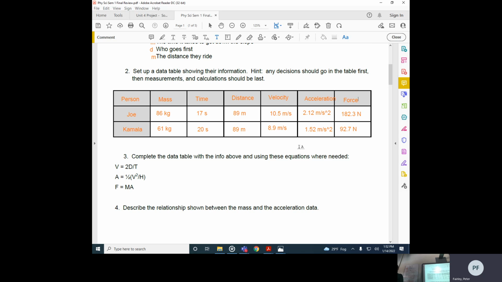Okay? When you're done with that, jump down to number 4. Describe the relationship between mass and acceleration. Whenever it asks for a relationship, it's asking you basically, what happens when one thing increases? What happens to the other thing? So if it asks you for a relationship, you start off with something like, when mass increases, the acceleration, whatever it might be. So it wants to know how one thing is related to another. How are they connected? If one increases, what does the other do?